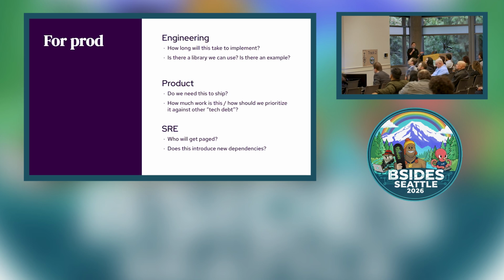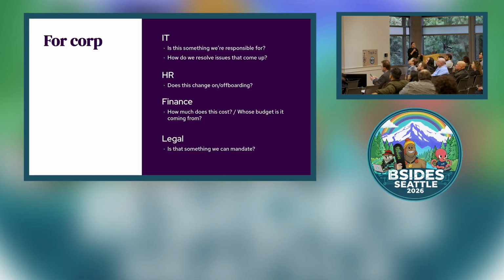They really just want to know who's going to get paged, if it's going to have any impact on reliability, and introduce any new dependencies. And then in your corp environment, your primary stakeholder is IT. IT and security have a sometimes fraught relationship in corp environments, right? If security is writing policies and IT is the one implementing them and rolling them out. IT really wants to know, are we responsible for this?